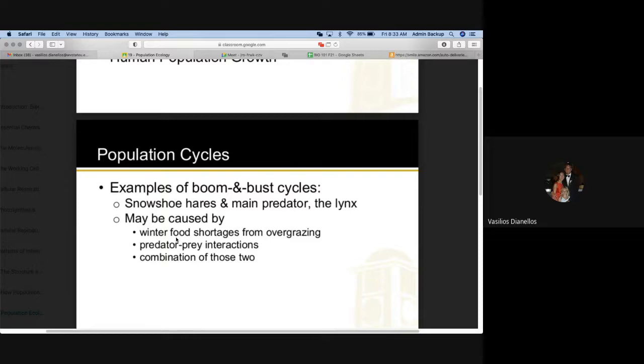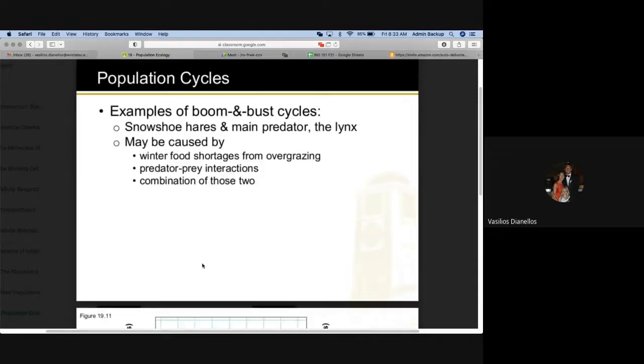There are questions about this on the study guide, but I'm probably not going to specifically ask you questions about the hare and the lynx on the exam. Anyway, boom and bust cycles may be caused by this particular example of the hares and the lynx. The boom and bust cycles may be caused by food shortages in the winter because the snowshoe overgrazed. It also can be caused by predator prey interactions. And of course, more likely it's caused by a combination of the two.